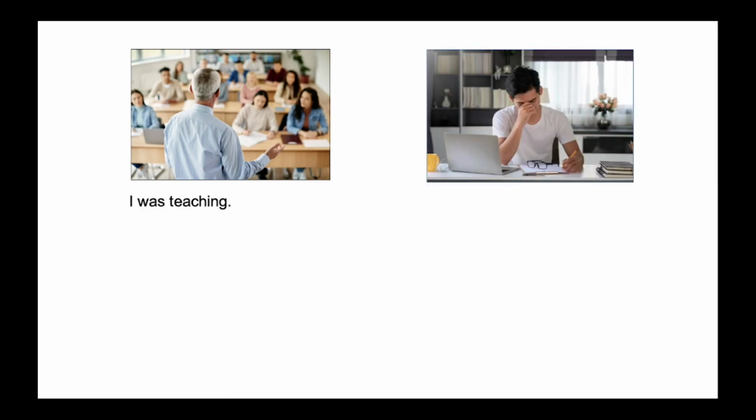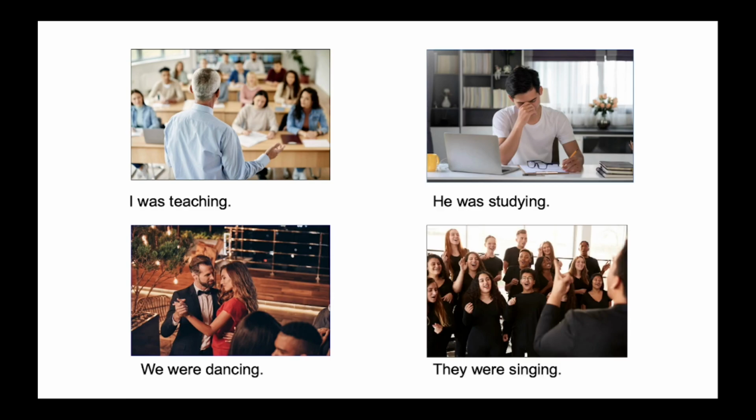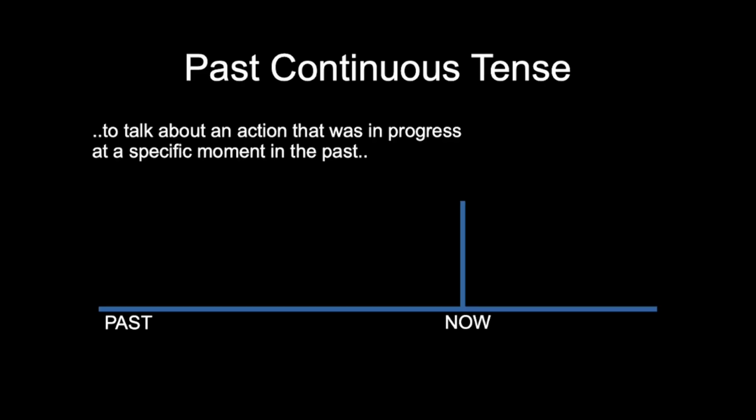Let's take a look at some examples. I was teaching. He was studying. We were dancing. They were singing. If you noticed, all the pictures clearly show actions that were continuing or were in progress when the pictures were taken. And that's because we use the past continuous tense when we want to talk about an action that was in progress at a specific moment in the past.